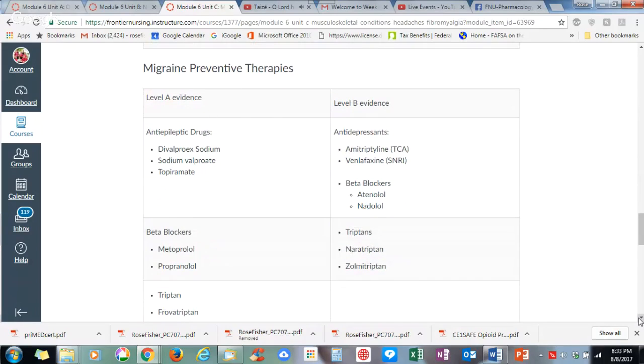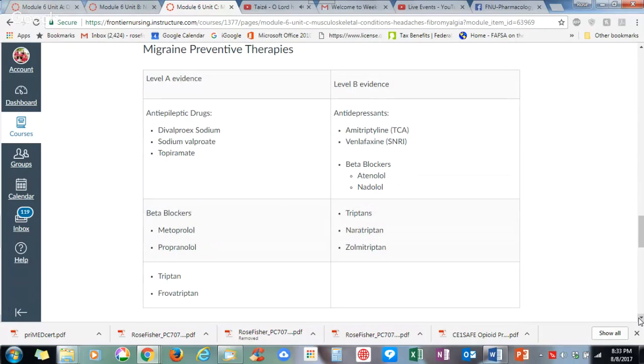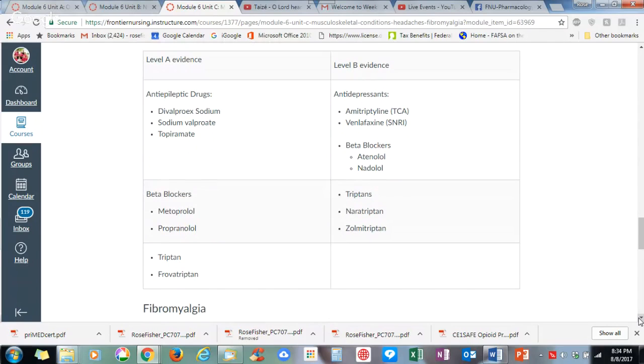Migraine preventive therapies, level A evidence: anti-epileptic drugs, divalproex sodium, sodium valproate, and topiramate. Beta blockers, metoprolol, propranolol, triptan, frovatriptan. Level B evidence: antidepressants, amitriptyline, which is a TCA, venlafaxine, an SNRI, beta blockers, atenolol, nadolol, triptans, naratriptan, zolmitriptan.